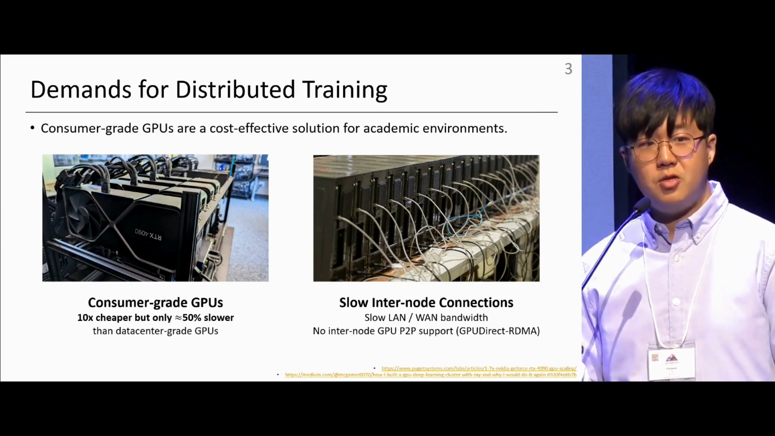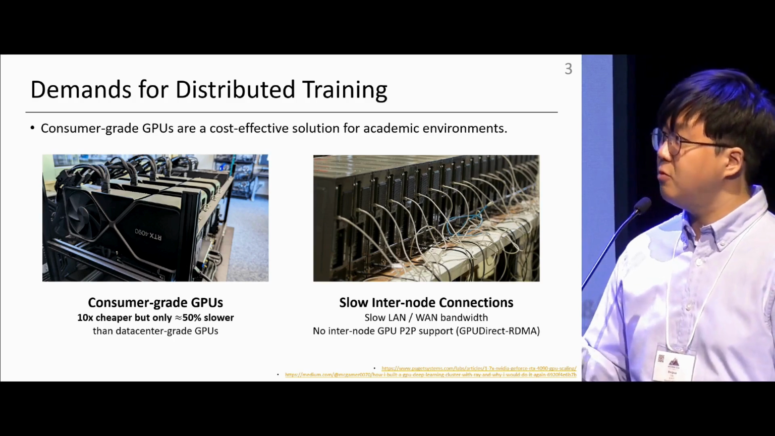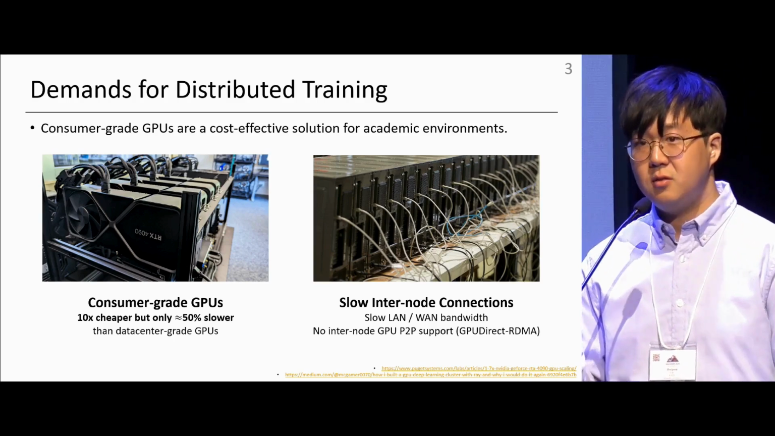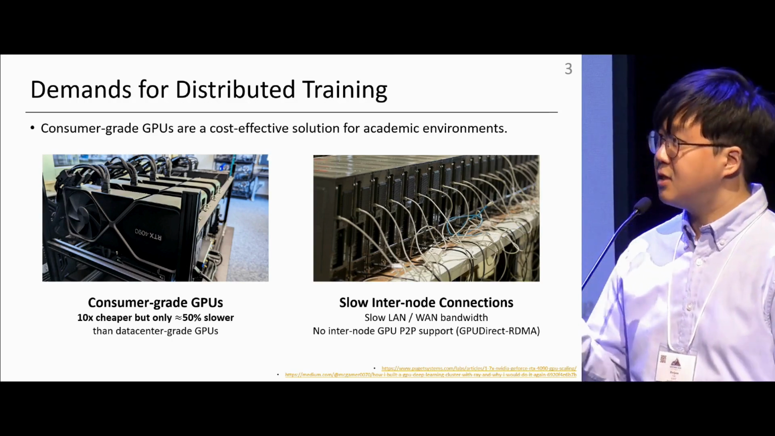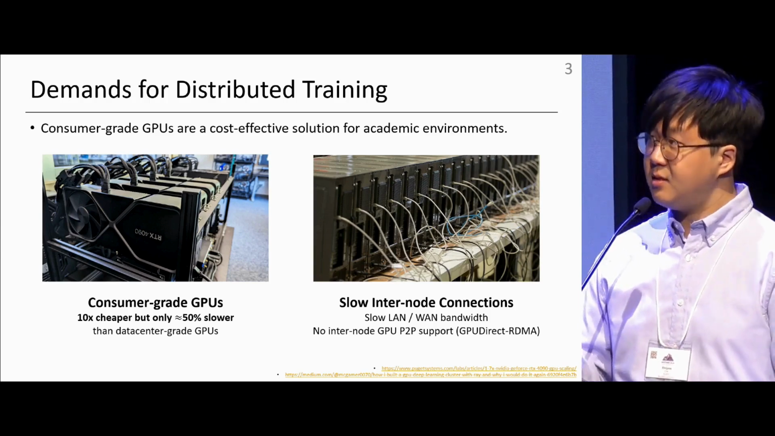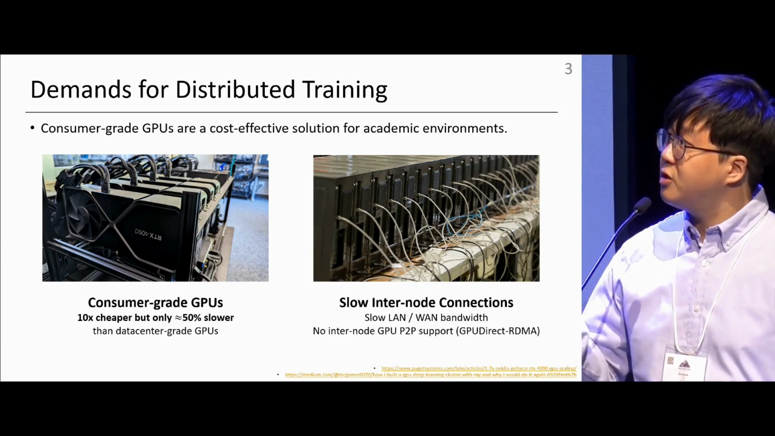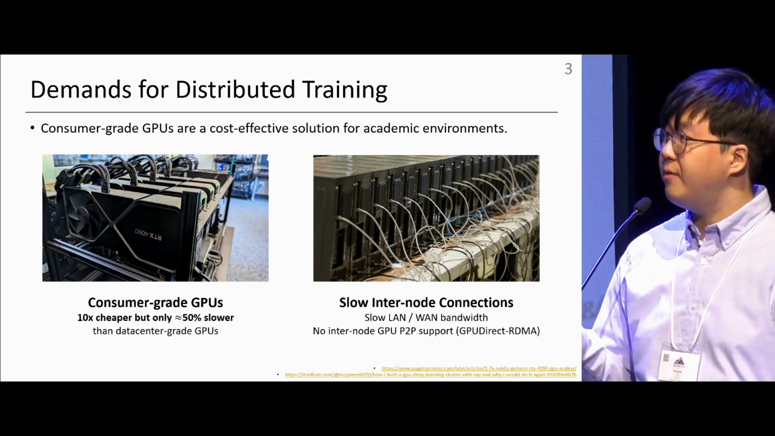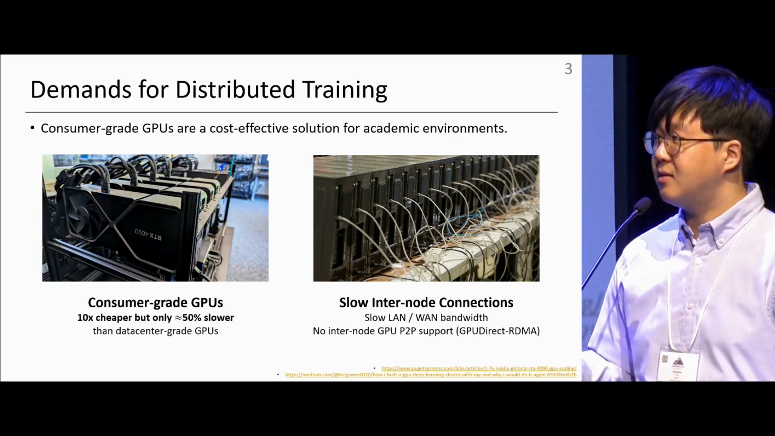However, consumer-grade GPUs lack support for GPU-to-GPU data transfer, so they must rely on slow interconnect to exchange data. Despite the limitation in their moderate performance, this is a cost-effective solution for academic environments because it is 10 times cheaper but only 50% slower than data center grade GPUs.